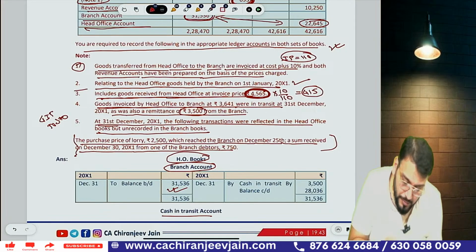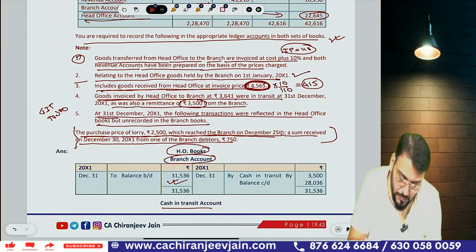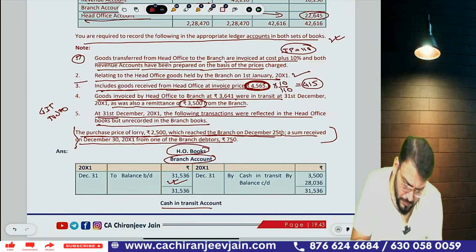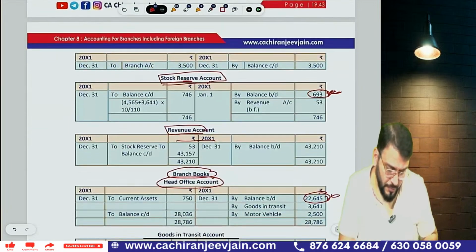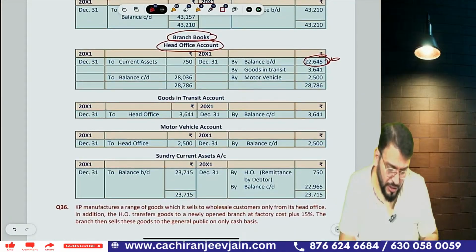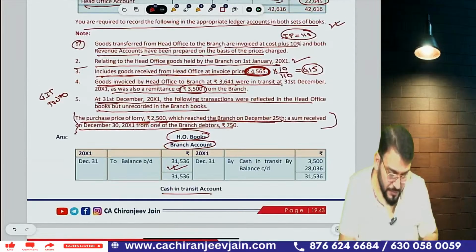Then the purchase price of lorry 2500, which reached the branch on 25th December. They have given. I need to explain this better, actually. I will explain with the journal entry.